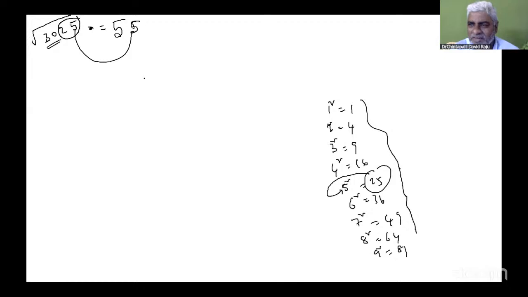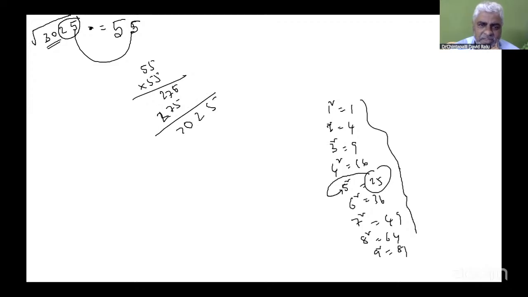That's it. Shall we check whether it is correct or not? How to check whether it is correct or not? We need to multiply 55 by 55. 25, 27, 25, 27, 5, 12, 0, 30. Correct or not? Correct, sir.